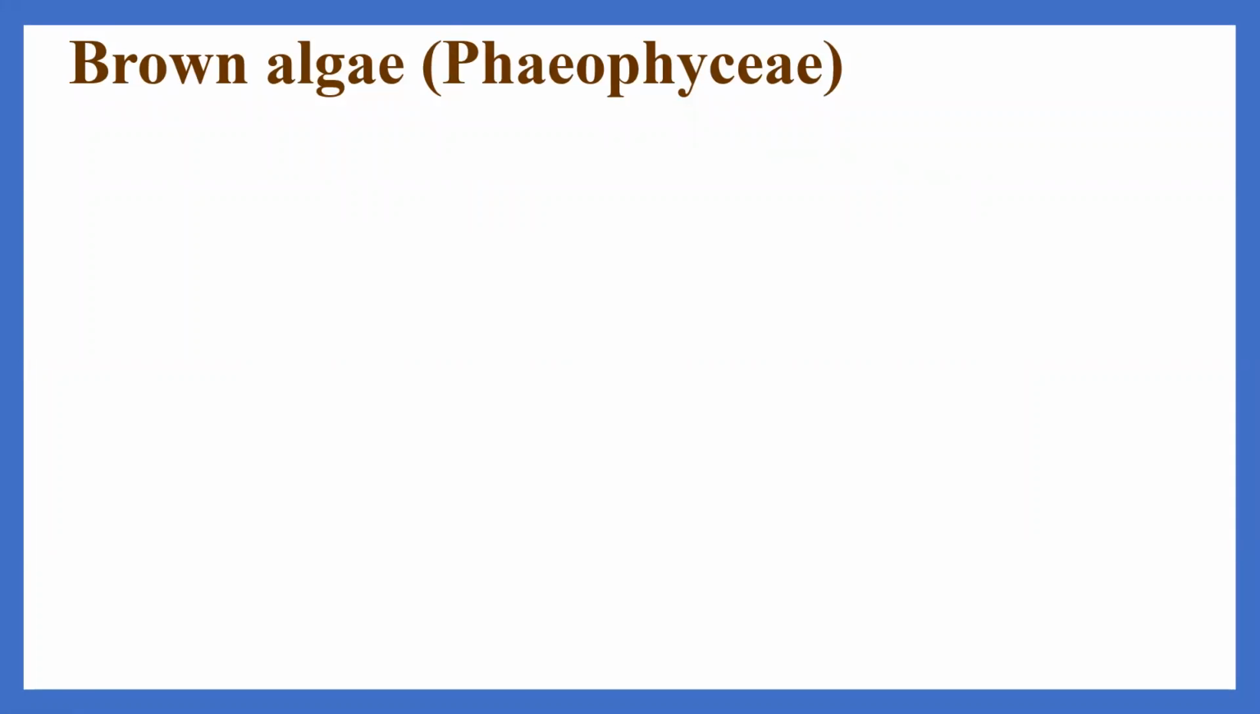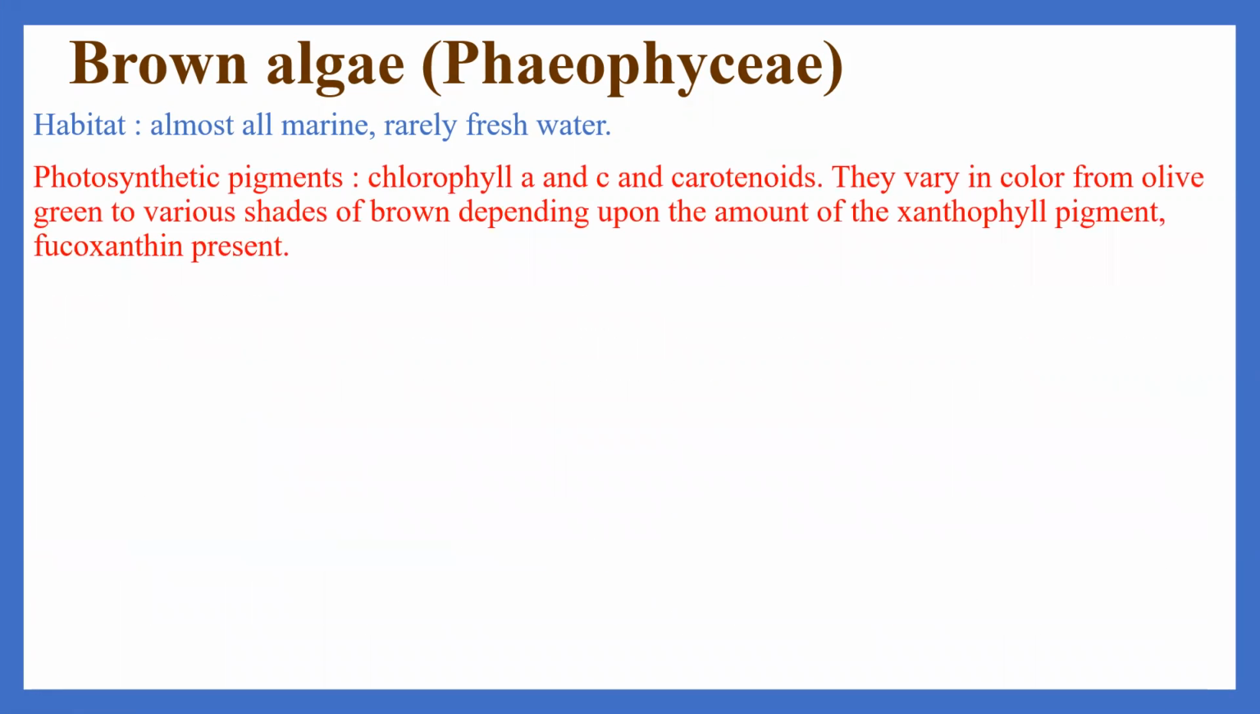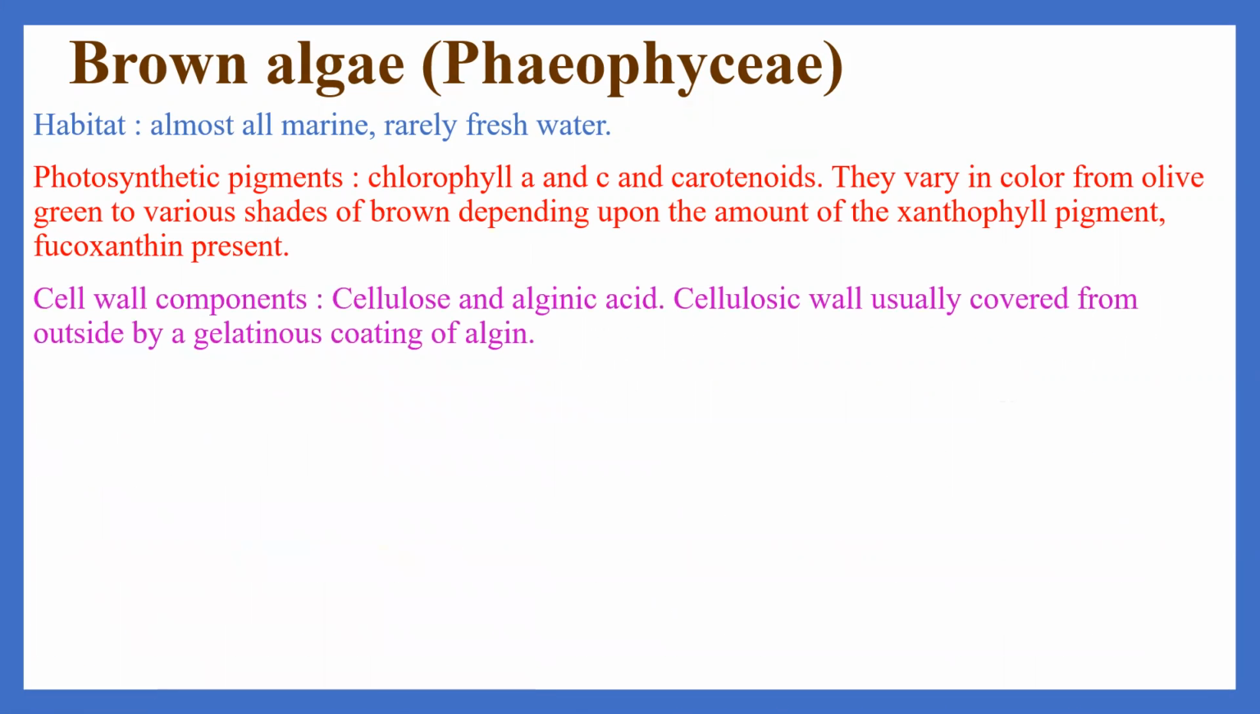Brown algae or Phaeophyceae: the habitat is mostly marine, rarely freshwater. Photosynthetic pigments present are chlorophyll A, C, and carotenoids. They vary in color from olive green to various shades of brown depending upon the amount of the xanthophyll pigment, fucoxanthin, present. Cell wall components are cellulose and alginic acid.